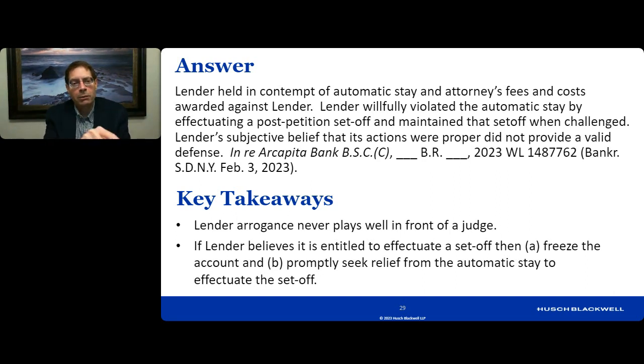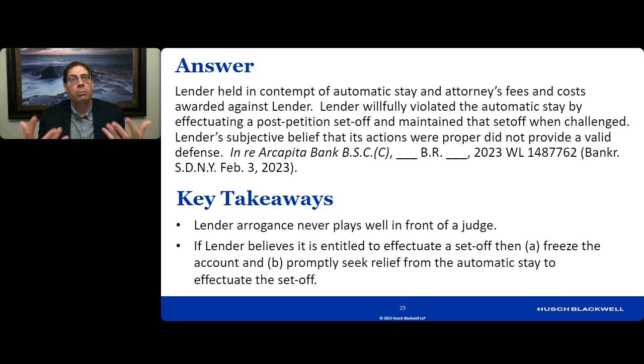What happened in this particular case, the Capitol decision coming out of New York, is that the lender, after the bankruptcy filing, had effectuated a set-off without getting relief from the automatic stay. And that is a big no-no. If you want to effectuate a set-off, you have to get relief from the automatic stay.